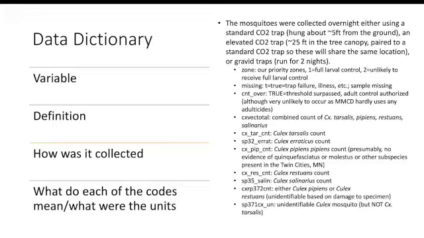Now, this is a very simplified data dictionary. So things like date, latitude, longitude, those are not defined here because it was assumed that I would know what they meant and that I could reach back out if I had questions.